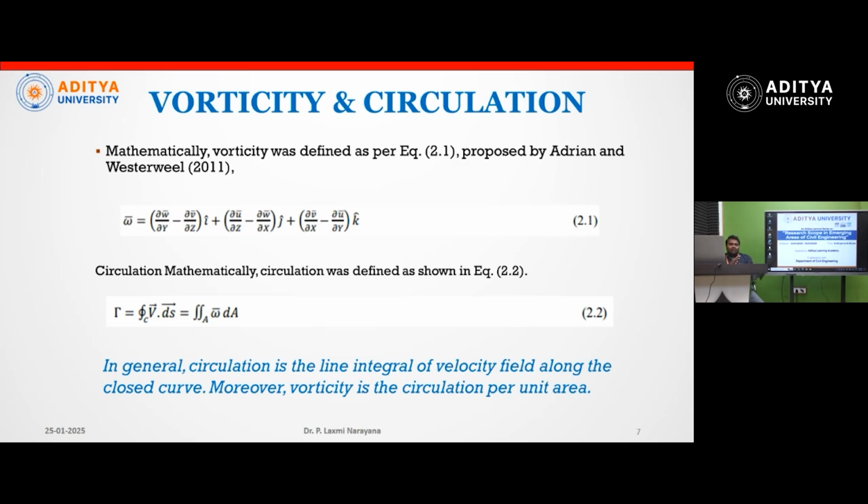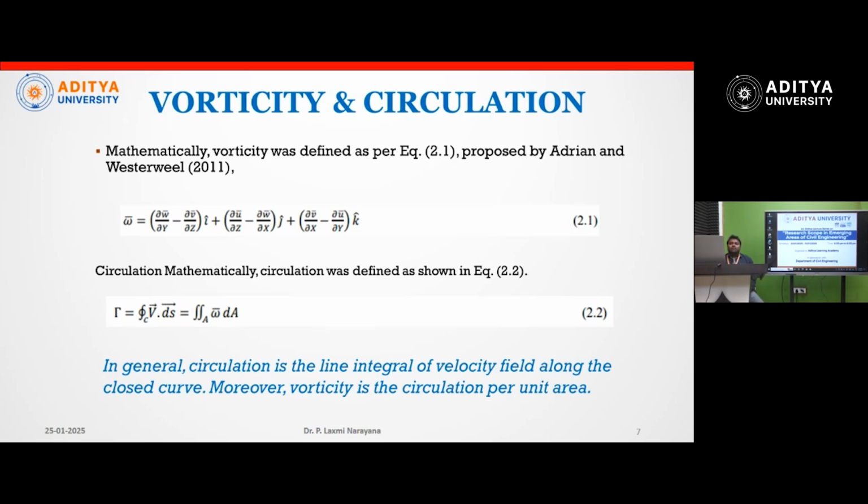So if we add in all three directions, it will give the angular velocity vector. If you double that angular velocity vector, that will give the vorticity. So vorticity is nothing but 2 times the angular velocity vector. In simple mathematical terms, vorticity means the curl of the velocity vector. If I have the velocity field, I can simply compute the vorticity, right?